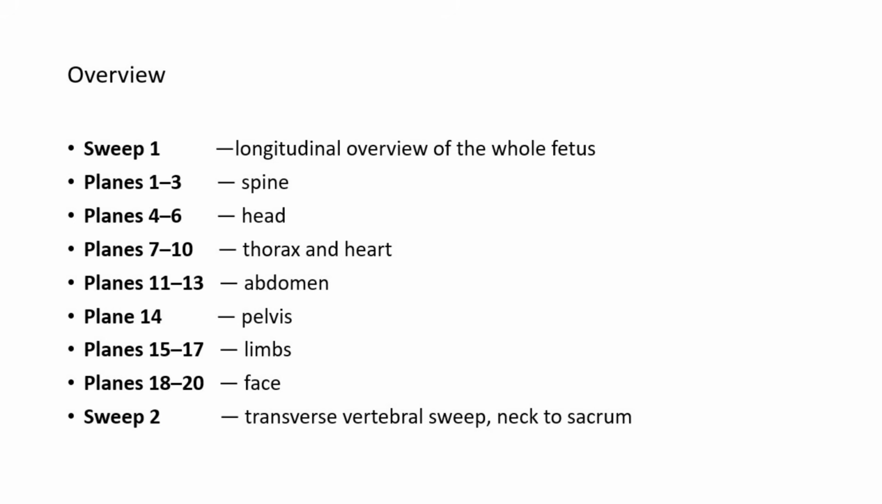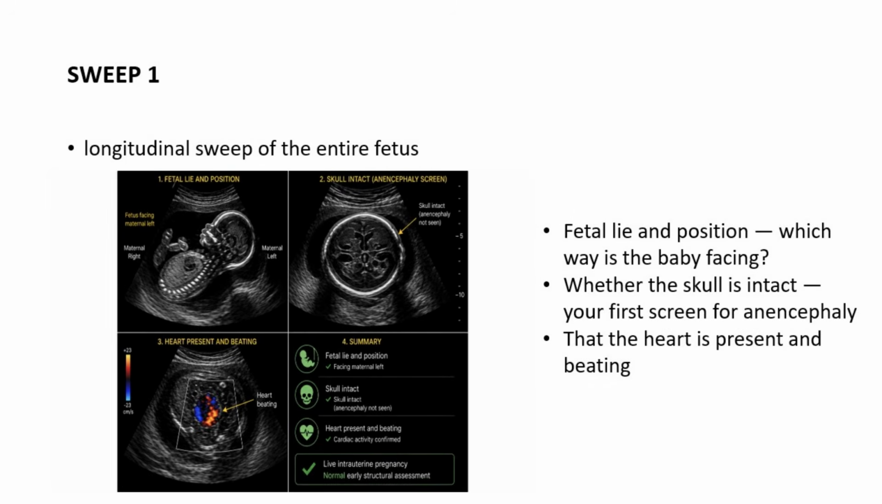Sweep 1, initial orientation. Before touching a single plane, do a longitudinal sweep of the entire fetus. This tells you fetal lie and position, which way the baby is facing. Whether the skull is intact, your first screen for anencephaly. That the heart is present and beating, your first screen for intrauterine death. Both of those findings can be identified right here before any measurements are taken. This sweep also sets up your strategy for the rest of the scan. Know where the spine is, and the next planes follow naturally.